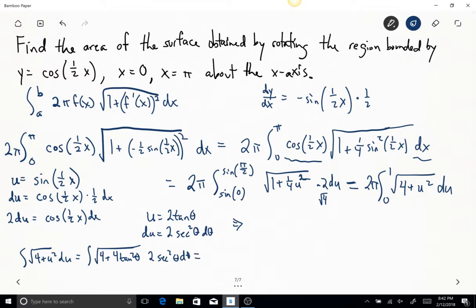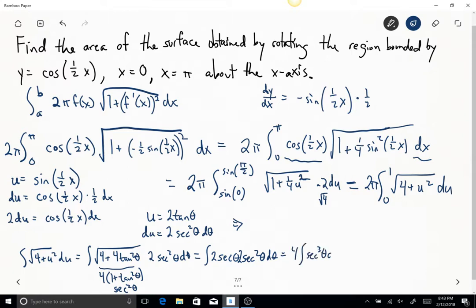And so this is 4 times 1 plus tangent squared theta, and notice that makes secant squared theta. If I take the square root of 4, that gives me an extra 2. So this becomes 2, and then the square root of secant squared theta is secant theta, times the secant squared theta d theta. Oh, I forgot the extra 2 here. So that becomes 4 times the integral of secant cubed theta d theta. Now if you haven't seen that before, that's fine, we can work this.